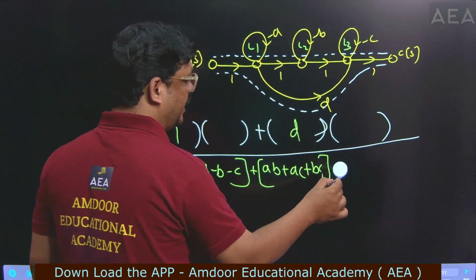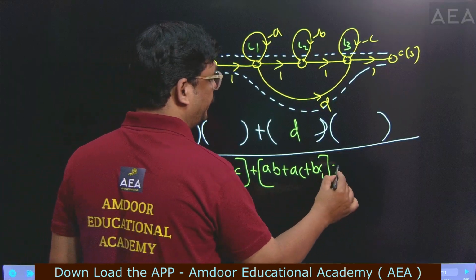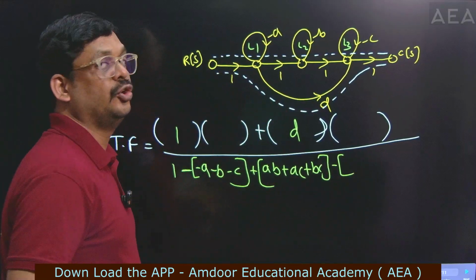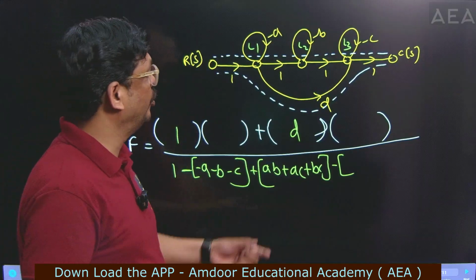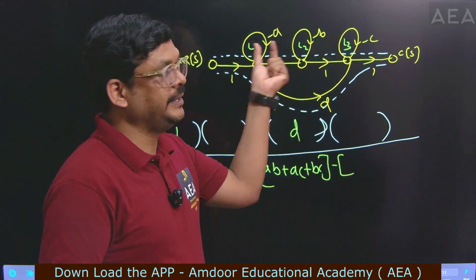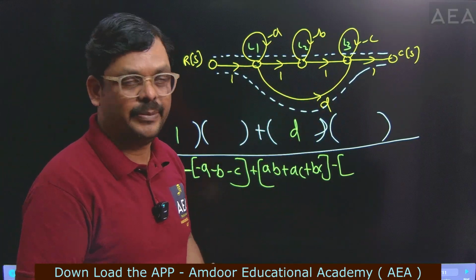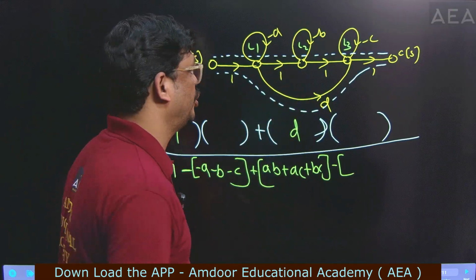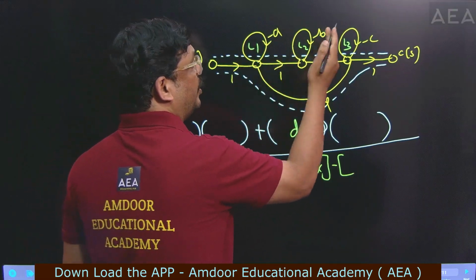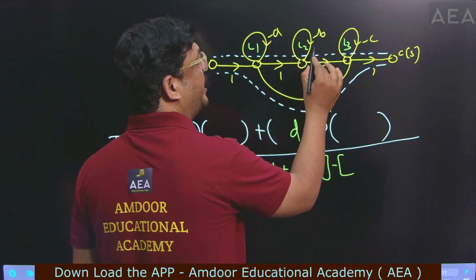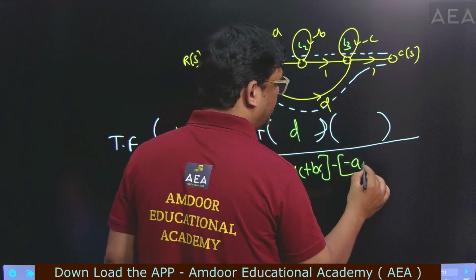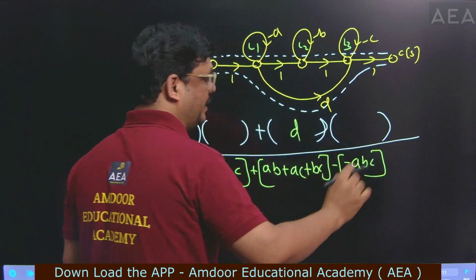This one is plus, and later here you have to write minus. Minus three non-touching loop pairs. At a time we have to compare three loops. L1, L2, L3. These three loops do not have any common node. So this comes under three non-touching loop pairs. So write the product of the individual gains. So minus A into minus B into minus C, which becomes minus ABC, right, like this.